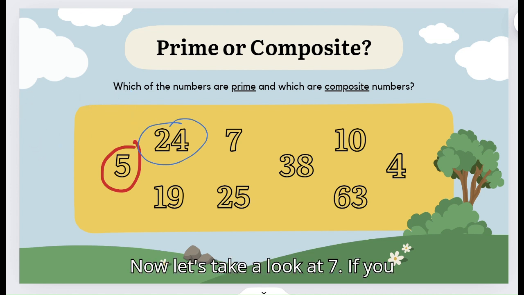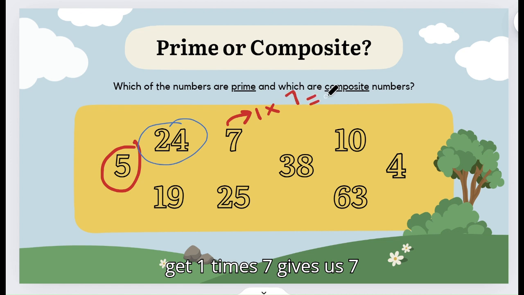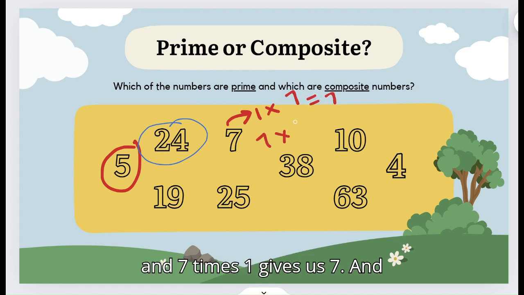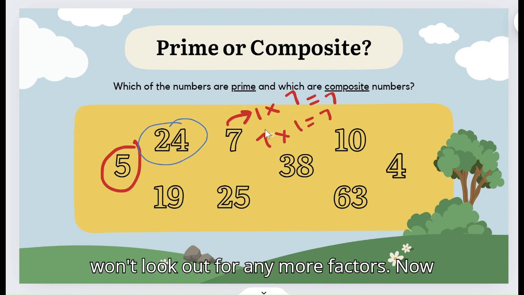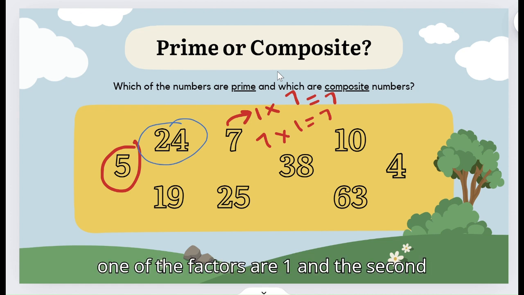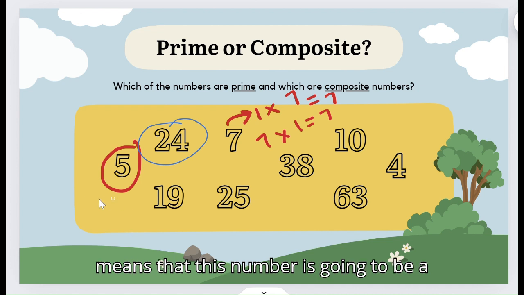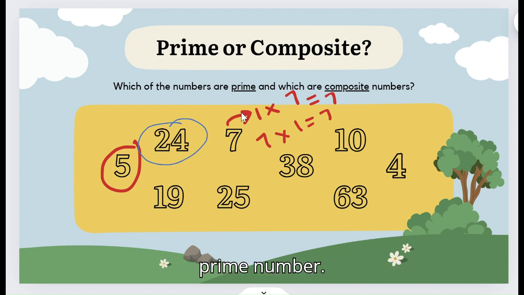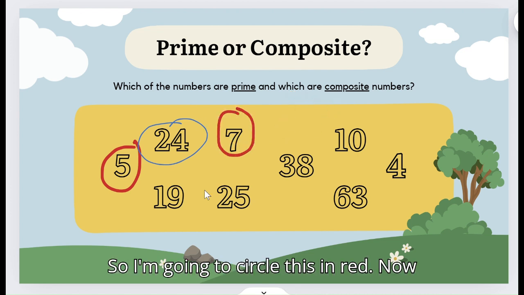Now let's take a look at 7. If you look out for the factors of 7, 1 times 7 gives us 7, and 7 times 1 gives us 7. And now the factors are repeating, so we won't look out for any more factors. One of the factors is 1 and the second factor is the number itself. So that means that this number is going to be a prime number. So I'm going to circle this in red.